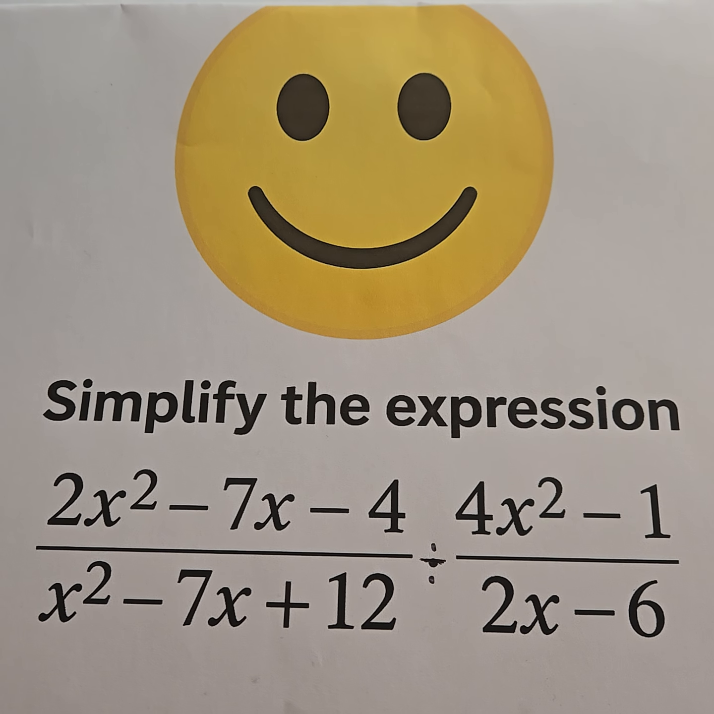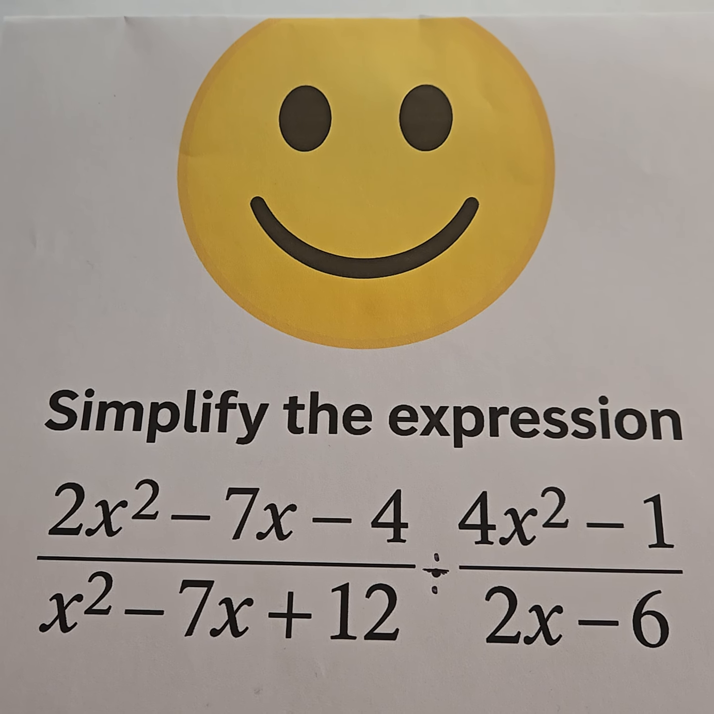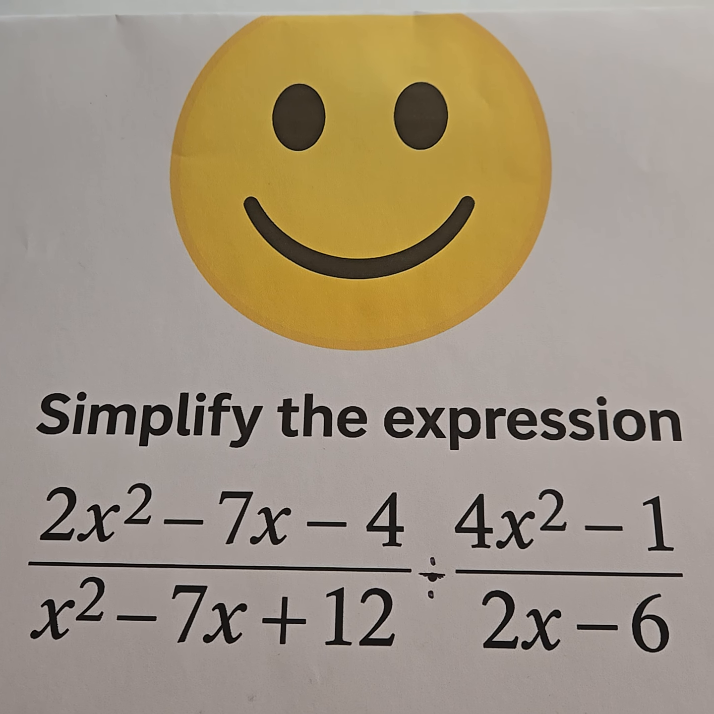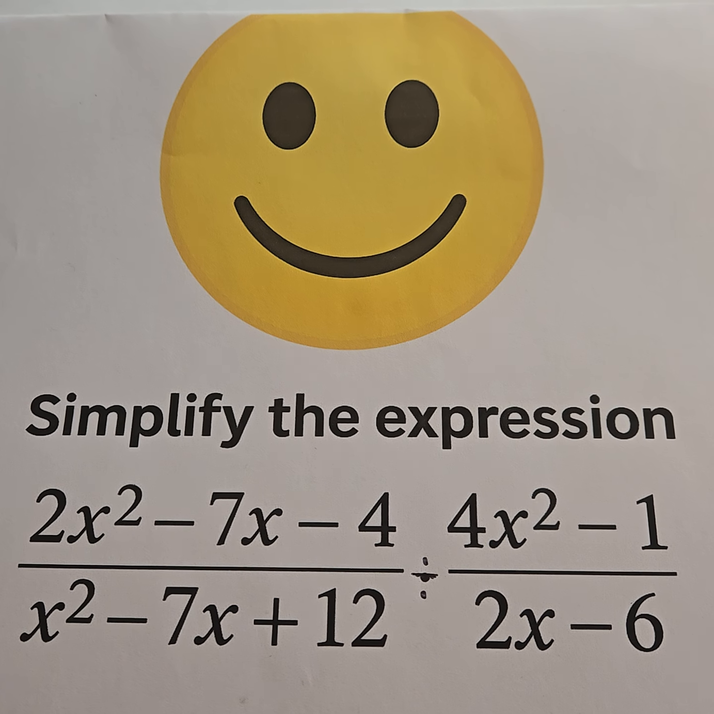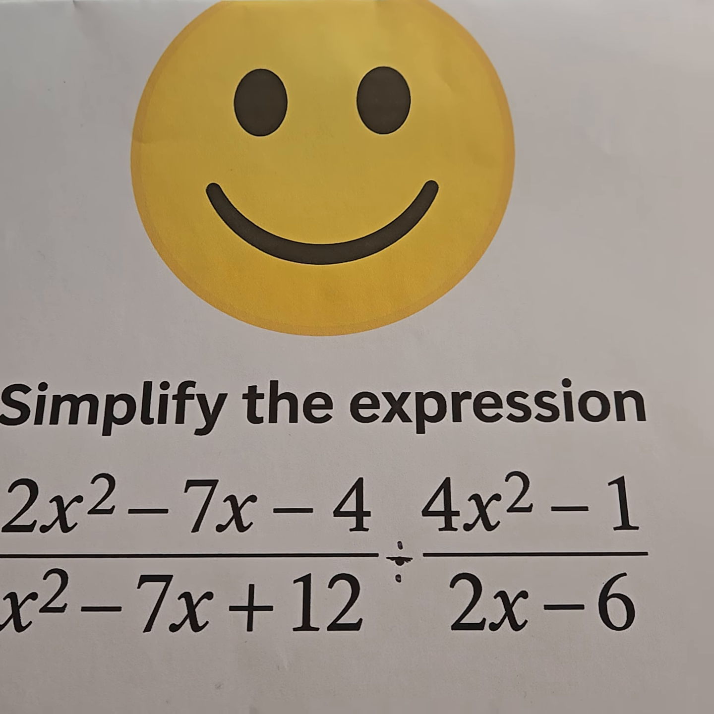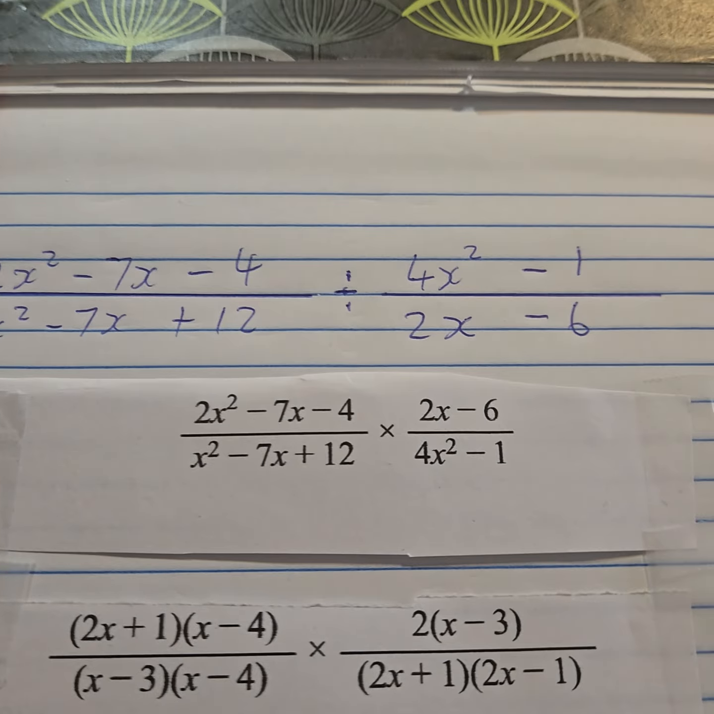And this is the question we have today. 2x squared minus 7x minus 4 all over x squared minus 7x plus 12, divided by 4x squared minus 1 over 2x minus 6. Let's get into the question.